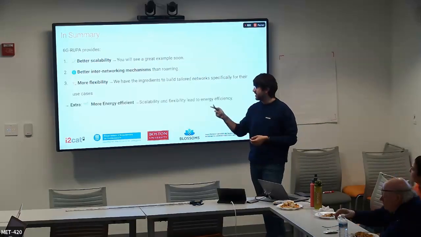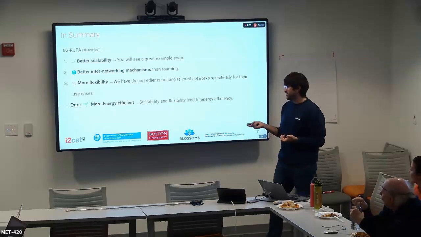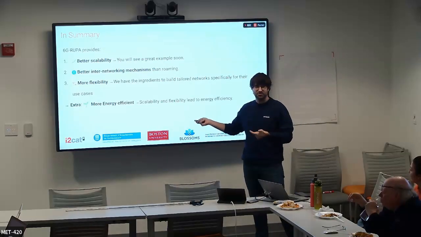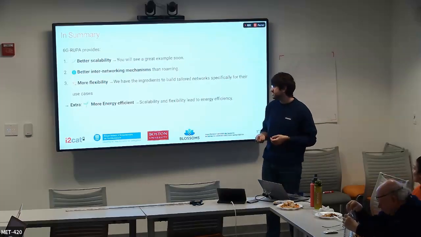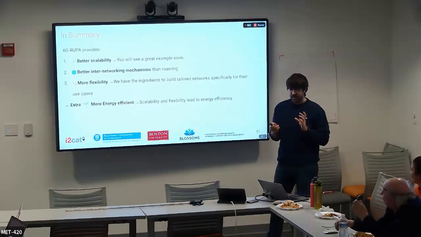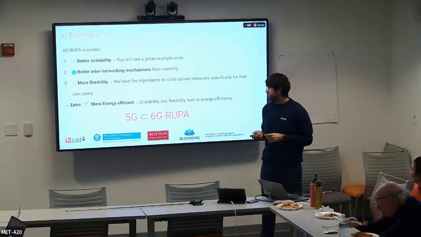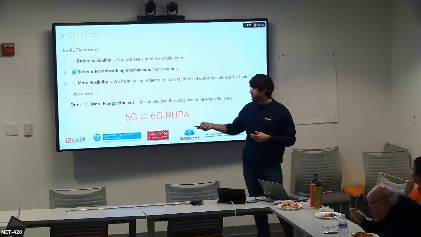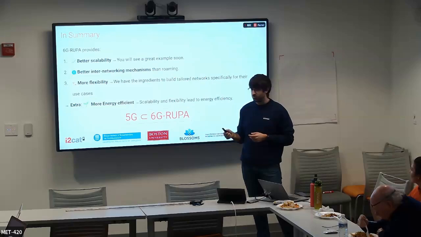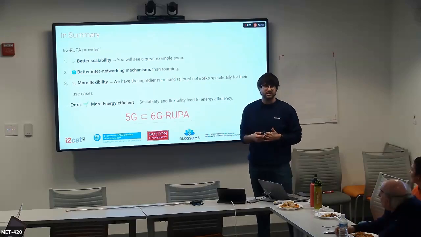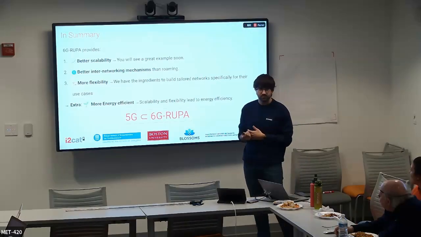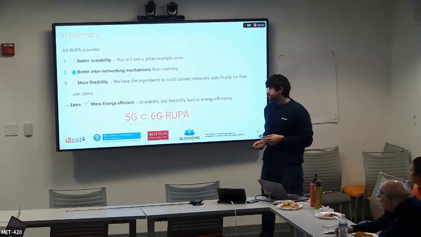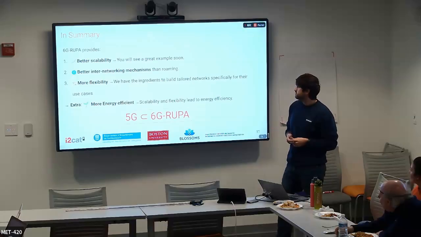And in fact, one extra one. If you scale well and you adapt your networks to the physical nature, you are more efficient, so you're greener. That's an extra point. But if I want you to keep one thing, in fact, 5G, 3G, 4G, it's just a subset of 6G-RUPA. That means that 6G-RUPA is just a generalization of 5G. You could implement 3G with 6G-RUPA. Okay, so that's it.